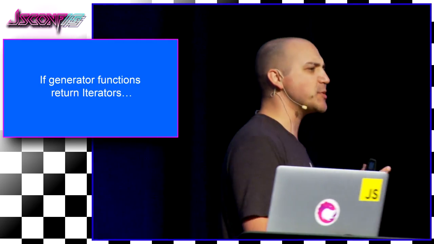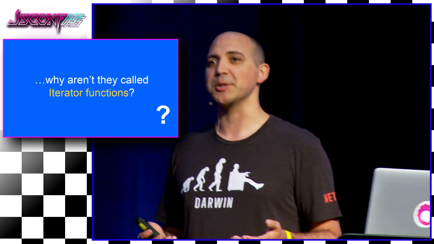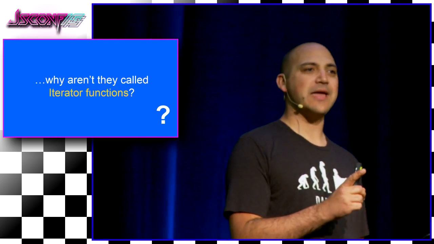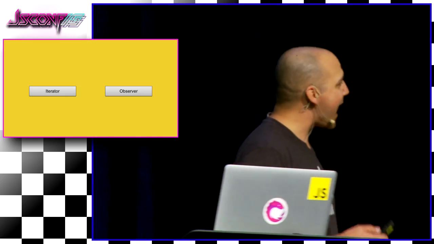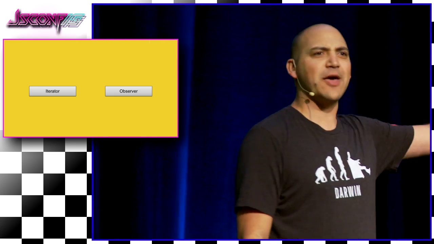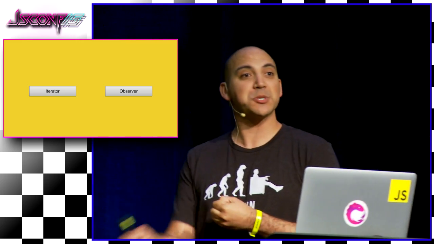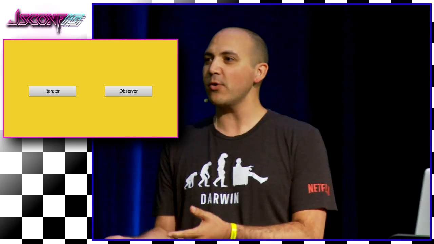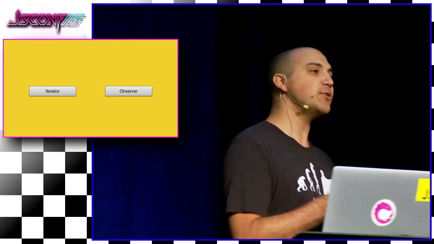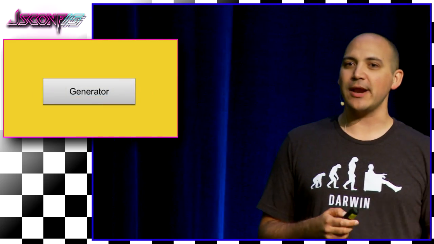So if generator functions return iterators, why are they called generator functions? Why don't we just call them iterator functions? Well, there's more than meets the eye when it comes to generator functions. A generator is actually built out of 2 different interfaces. So the iterator, which you saw earlier, where you can call next and get out that little tuple saying what the value is and whether you're done. But it also has an entirely other side. It's got a split personality, which is an observer interface, which gets pushed values. So a generator is both a source of data, which you can pull data out of, but it's also a sink, which you can push data into. So these 2 interfaces combined create a generator.